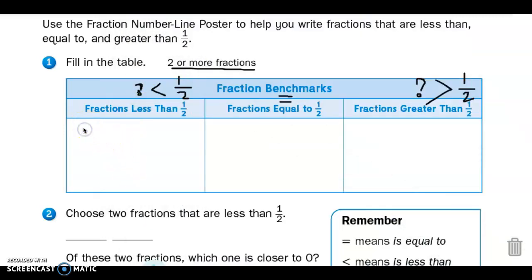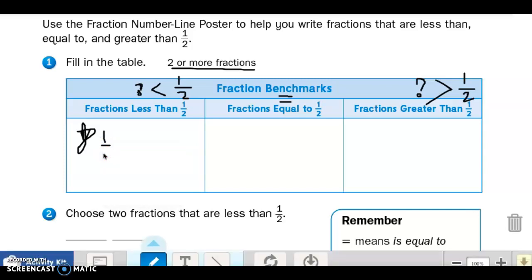1/3 and 1/4. Those are my fractions that are less than a half.